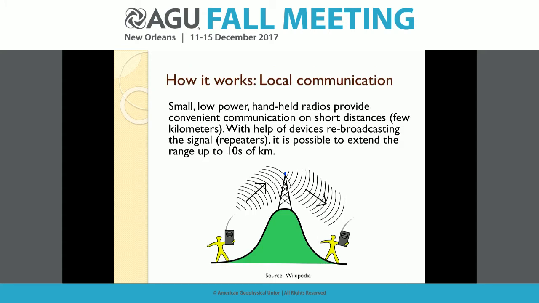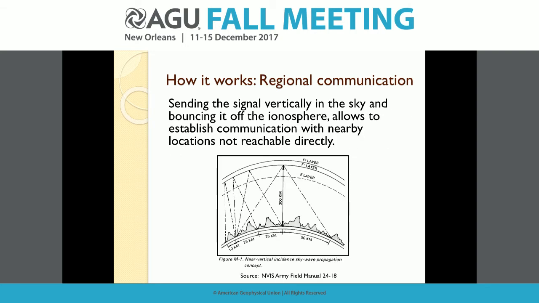So how does it work? On the local level, it's very easy. This is pretty much the same as, very similar to, the walkie-talkies that you can get in a store. These are people with walkie-talkies who can talk to each other, and their range of communication is within single kilometers. If you need longer, bigger coverage, you can set up a device repeating the signal, called a repeater, and then you have coverage in a range of tens of kilometers. For the regional level, you can shoot the signal straight into the sky, and this will actually bounce off the ionosphere, which allows you to reach regions which are not accessible other ways, because the signal comes from the sky. So if you have a mountain, or have no mountain, it's not a problem.